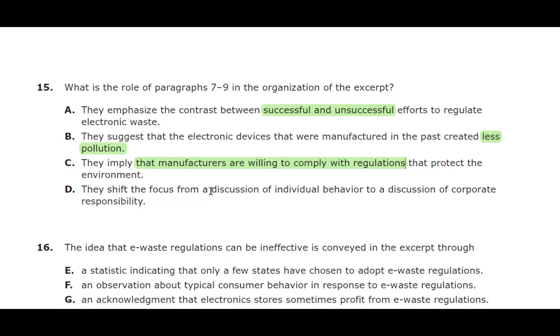D, they shift the focus from a discussion of individual behavior to a discussion of corporate responsibility. Well, 7 and 9 were all about corporate responsibility, right? It said the corporations are designing the obsolescence, so they're responsible. Therefore, they should pick up some of the cost, and some are doing the right thing, right? Let's just check. I think this is going to be the answer, but let's just check that there's a discussion of individual behavior before that.